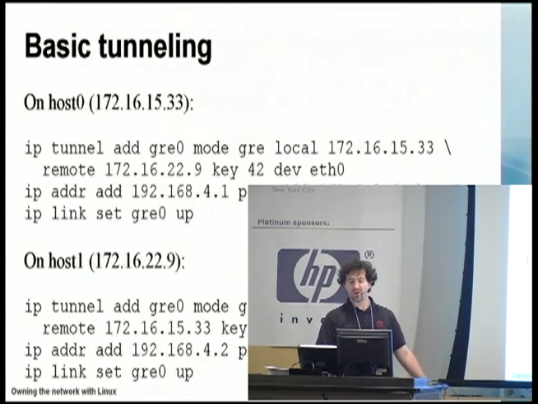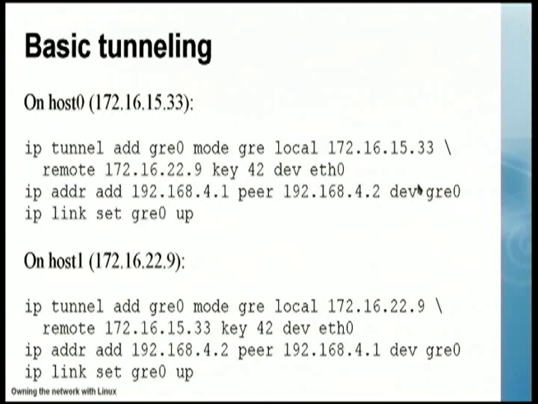How do we do this? Well, quite easy. This is the very basic initial stuff. We just create a tunnel, again, ip tunnel add, the name, gre0, we can call it whatever. Mode gre could be mode gre or mode ipip. We're using GRE because we can do more advanced stuff with it. We can specify the local address and the remote address, a key. The key is interesting later, I'll explain why. And the device on which the tunnel actually lives.